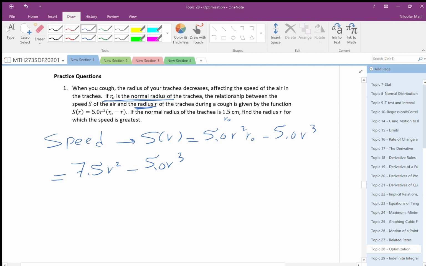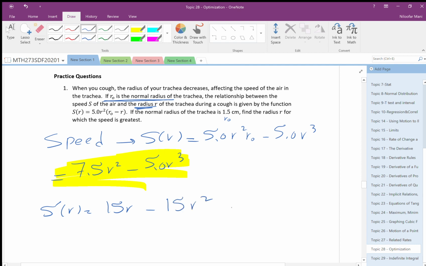Find the radius for which the speed is maximum, greatest. So I want this to be maximum. And I have just one variable, perfect. So I don't need to use another piece of information to remove one of my variables. Okay, so this is a speed, done. From here, I have a function and I want to make it maximum. So I find S prime of r, which is 15r minus 15r squared.